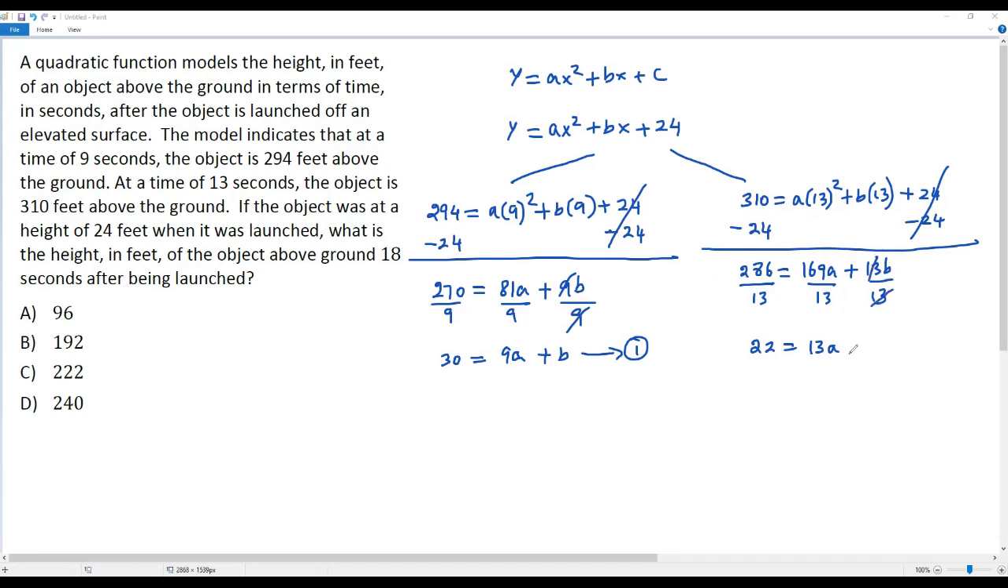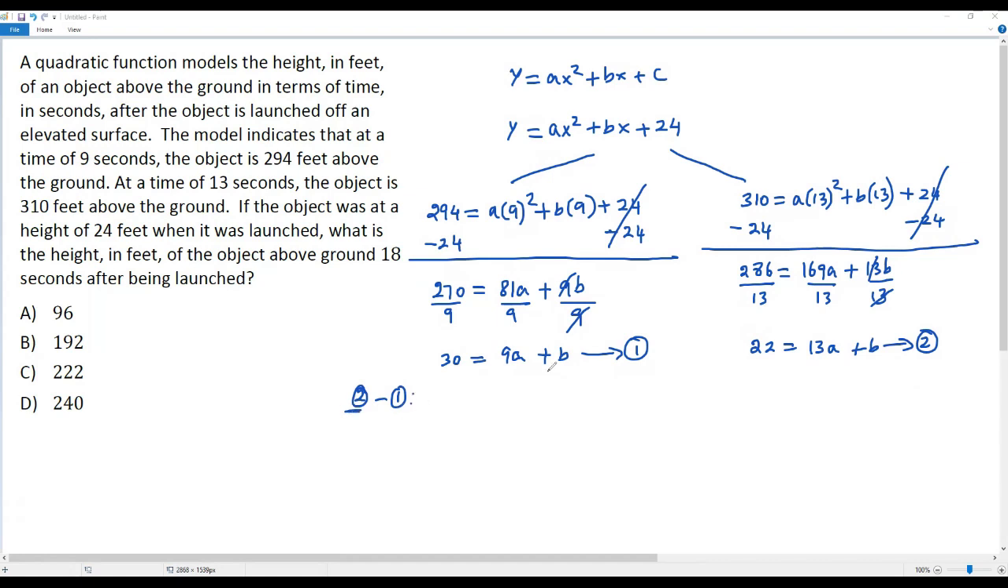And this 13 will cancel. I'm getting positive b. Let me consider this is equation number 2. Now let's solve the system of two linear equations over here for a and b. When I subtract the two equations, I'll be able to eliminate b. So let me subtract the first equation from the second equation.